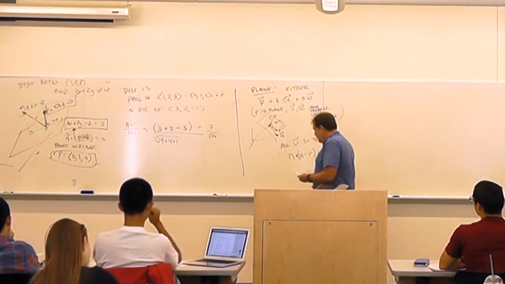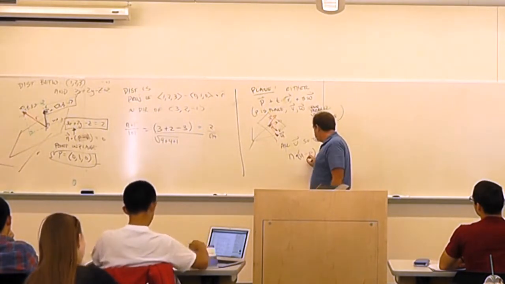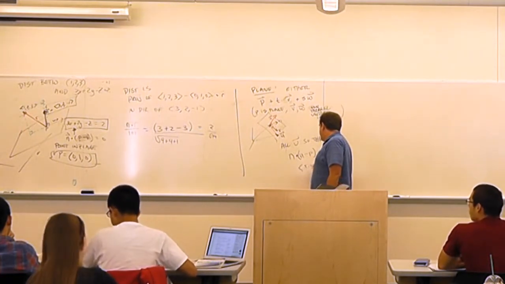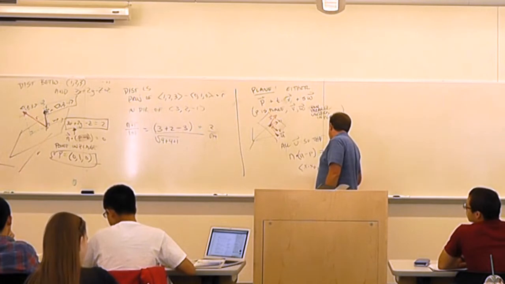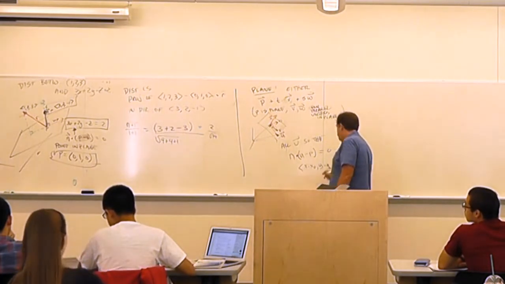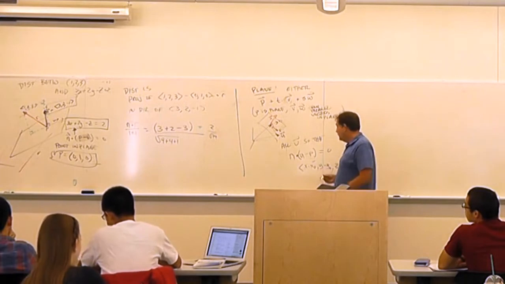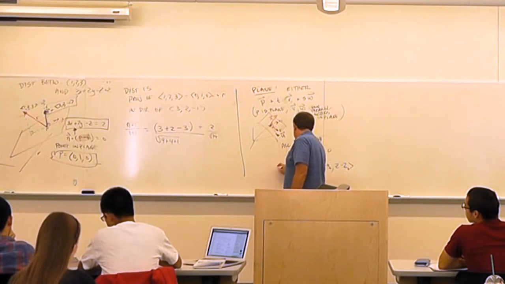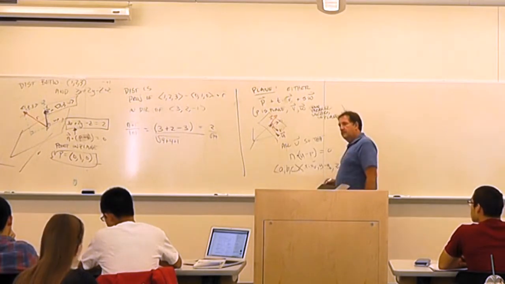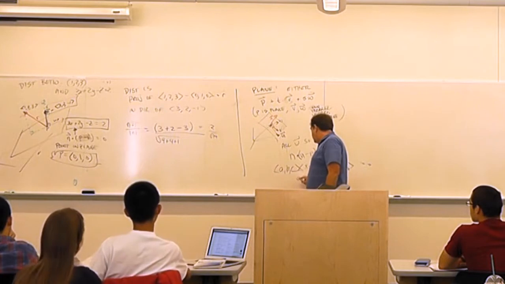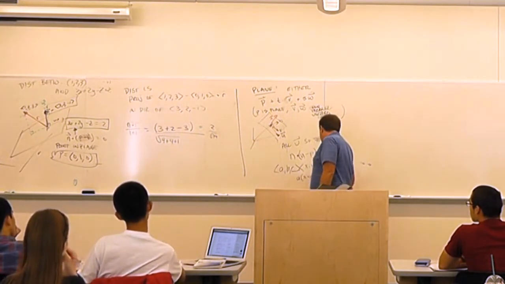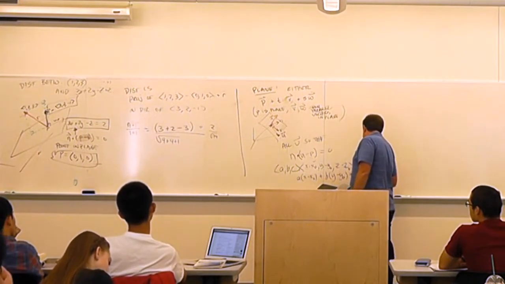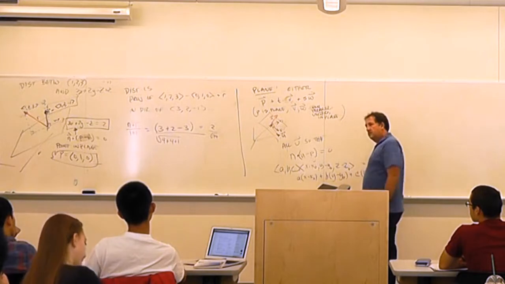And in this case, these guys are always of the form, let me write it this way, x minus x naught, y minus y naught, z minus z naught. That's these guys. And n is something, a, b, c. So the dot product of those is 0. So that means it's something that looks like a, x minus x naught, plus b, y minus y naught, plus c, z minus z naught, is 0.